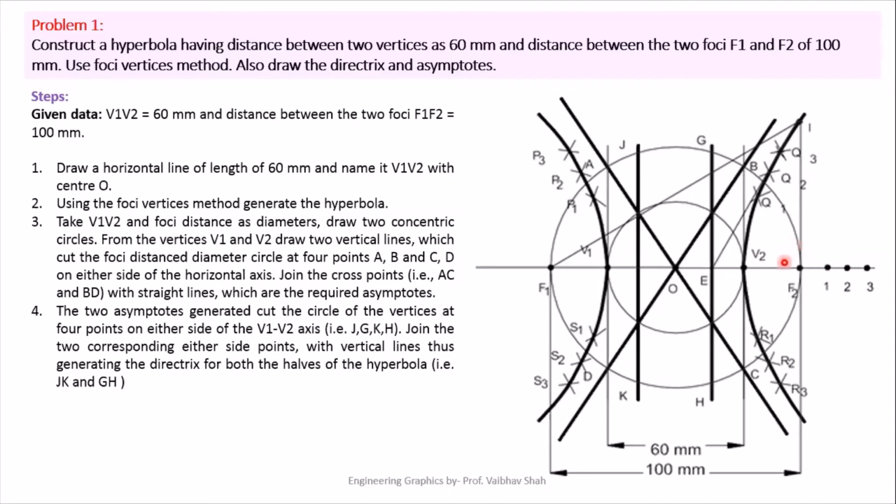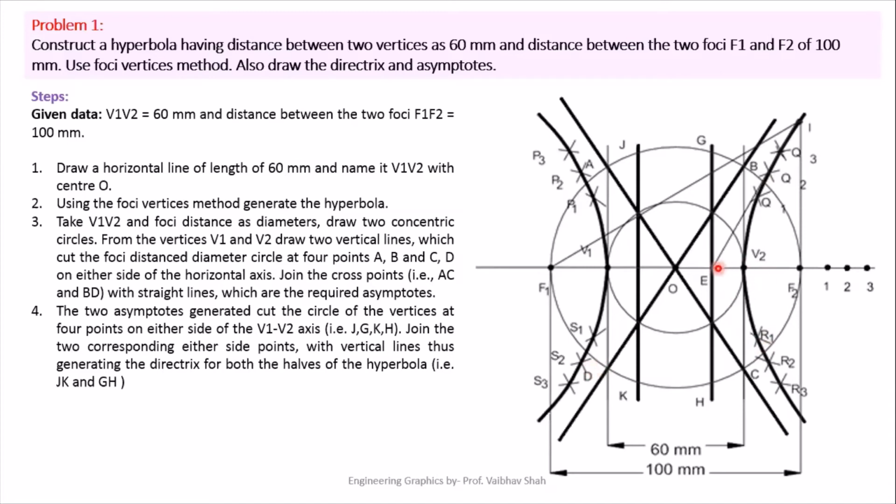Now use F2 as a center. Draw arcs to cut the previously drawn arcs of F1, somewhere here and somewhere here. Now change the center to F1 by keeping the same radius V1 till 2. Use this center and cut the previously drawn arcs of F2, one here and one below here. After that we name the points P2, Q2, R2 and S2.